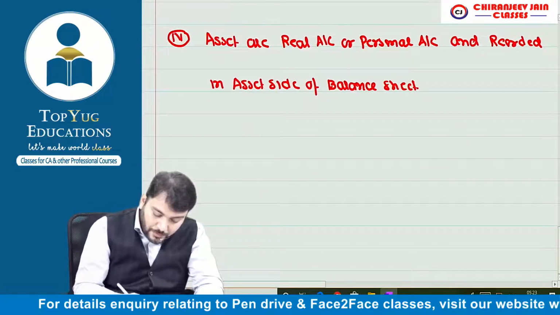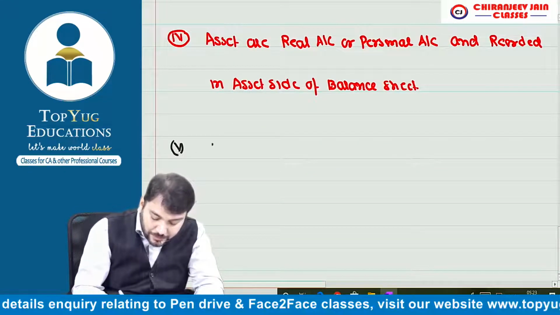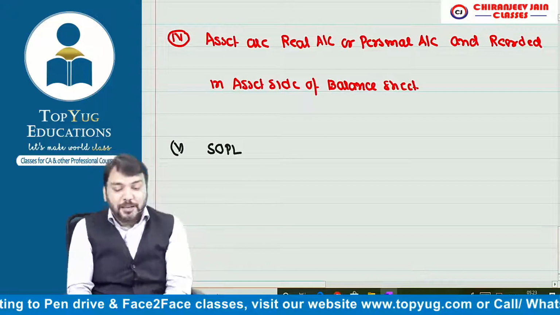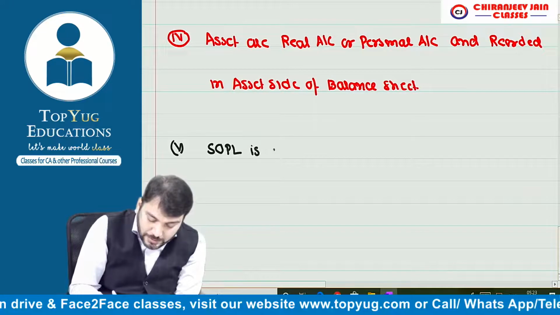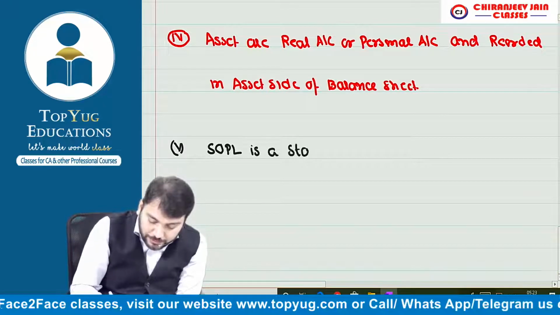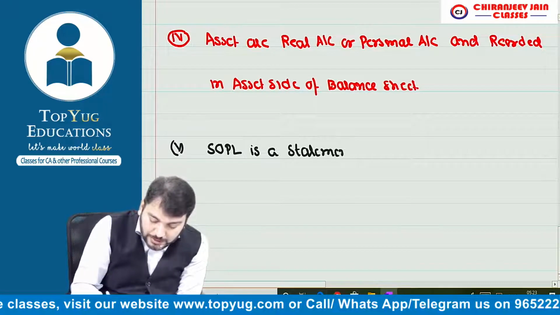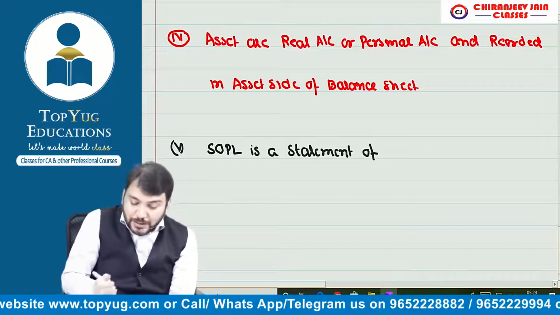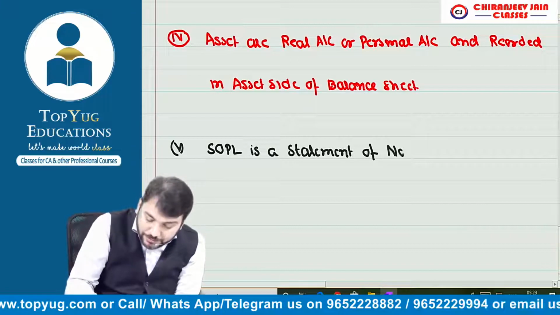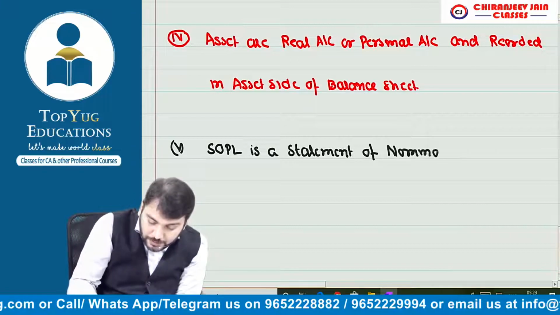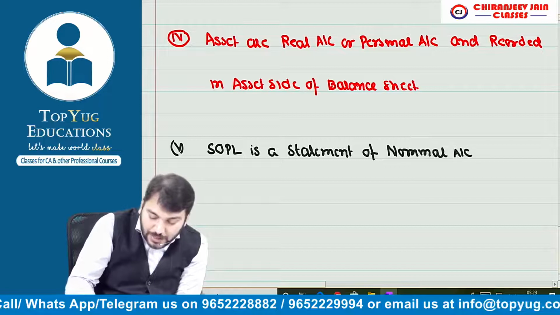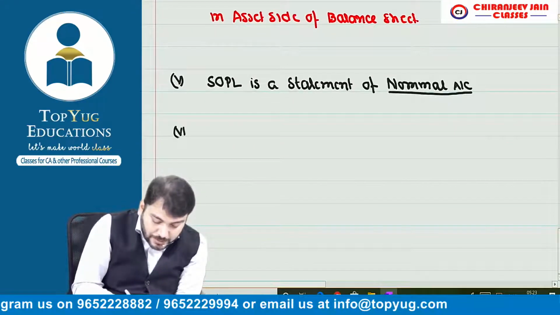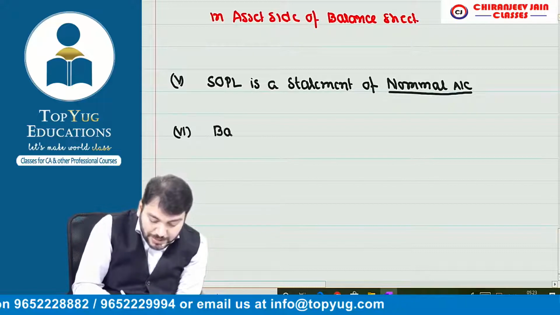Correct. Means can I say the statement of P&L, SOPL, is a statement of which type of account? Is a statement of nominal accounts? Nominal account, correct? Understood?